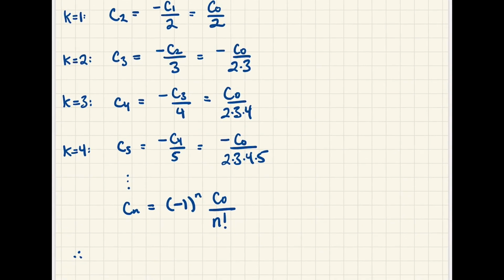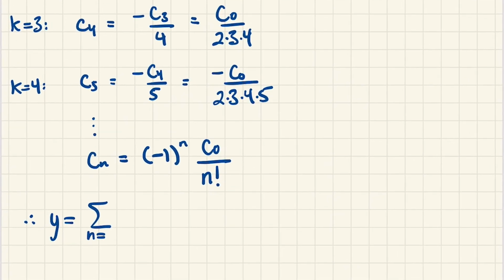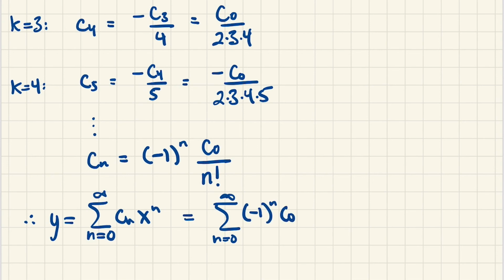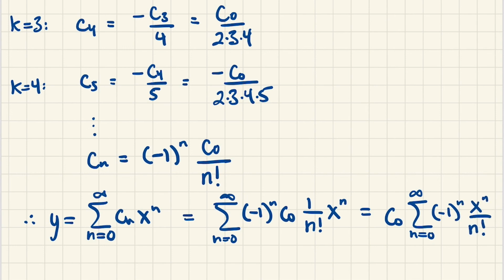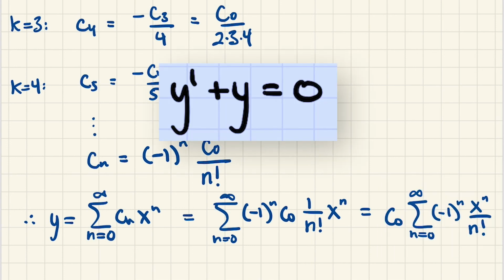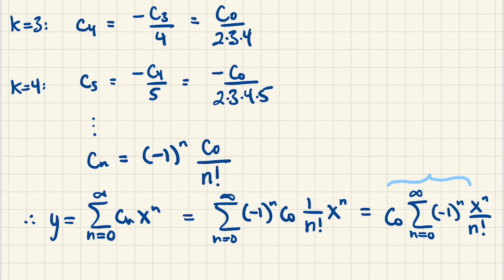Okay. But recall that we defined y to be this. So Cn is negative 1 to the n, C0, and then 1 over n factorial, and x to the n. So we could write this as C0 times the sum. Remember, C0 is just a constant, and negative 1 to the n, x to the n over n factorial. And that would be our final answer. That is the series representing the family of solutions to that differential equation. And you may recognize this form here as e to the negative x.